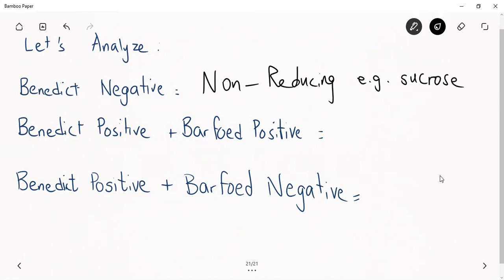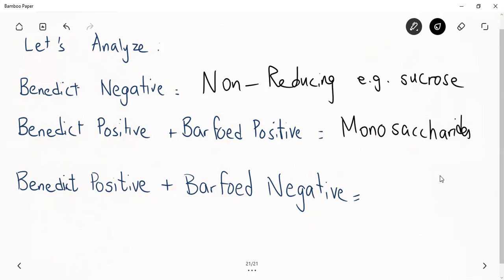I have another unknown in beaker X. I did Benedict, it was positive. Whenever Benedict is positive, I will not stop. I will do another test, which is Barfoed. Barfoed was also positive. If both are positive, my conclusion is monosaccharide. Example, glucose.